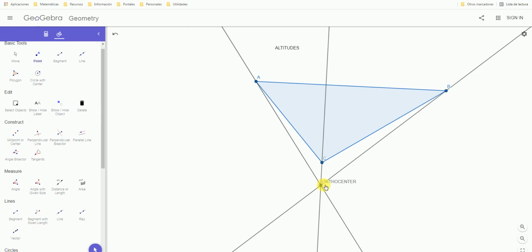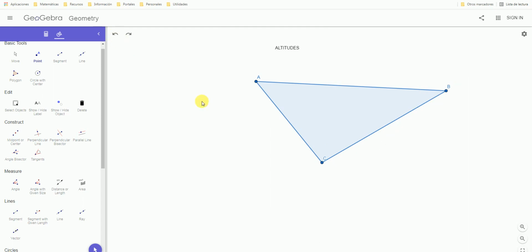Orthocenter. So as you can see, the orthocenter may not be inside the triangle, as in this case. In other cases, it might be inside the triangle, but in this case, it's not inside the triangle. Okay, let's go on with more types of remarkable lines in triangles.